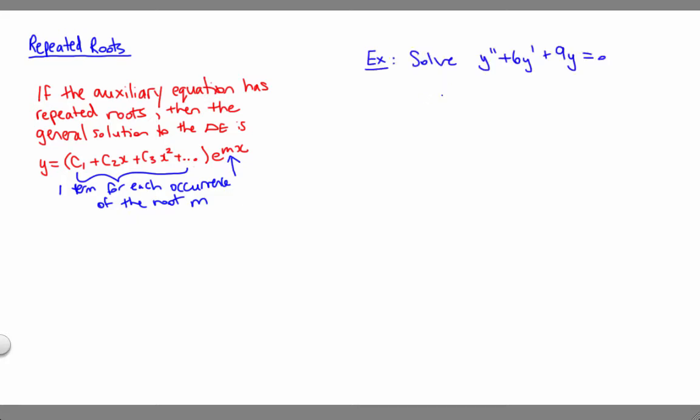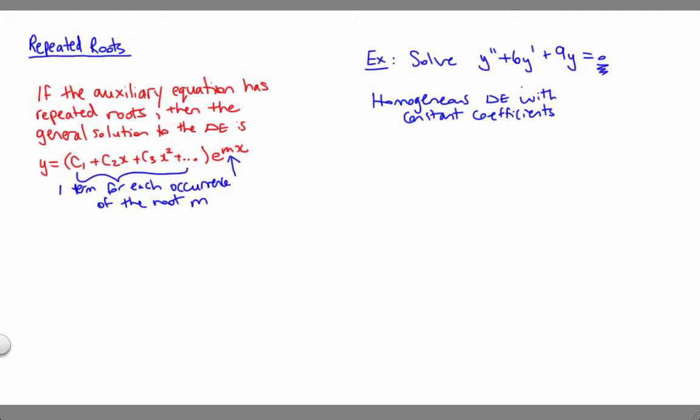Here's our first example. We want to solve the following DE. This DE is a homogeneous DE with constant coefficients. So let's recap what that means. Homogeneous refers to the fact that we've got 0 on the right side. A non-homogeneous DE would have a function of x or a constant on the right side, but in this case we've just got 0, so homogeneous DE.